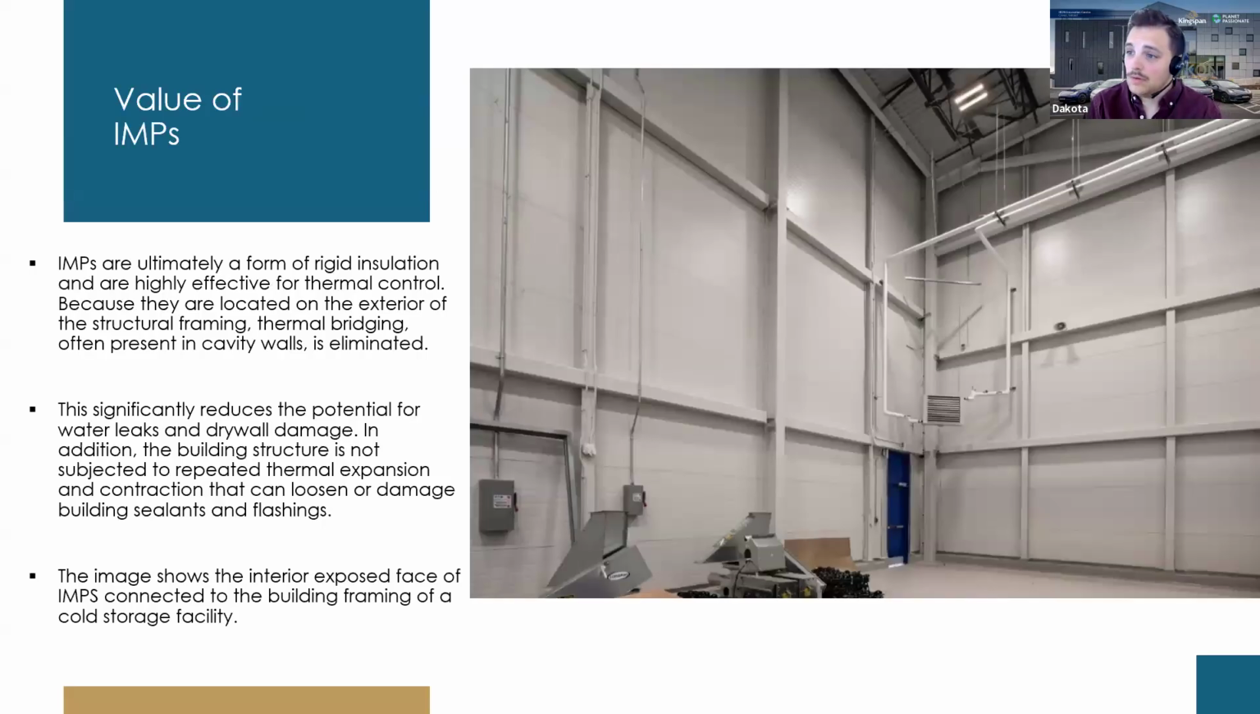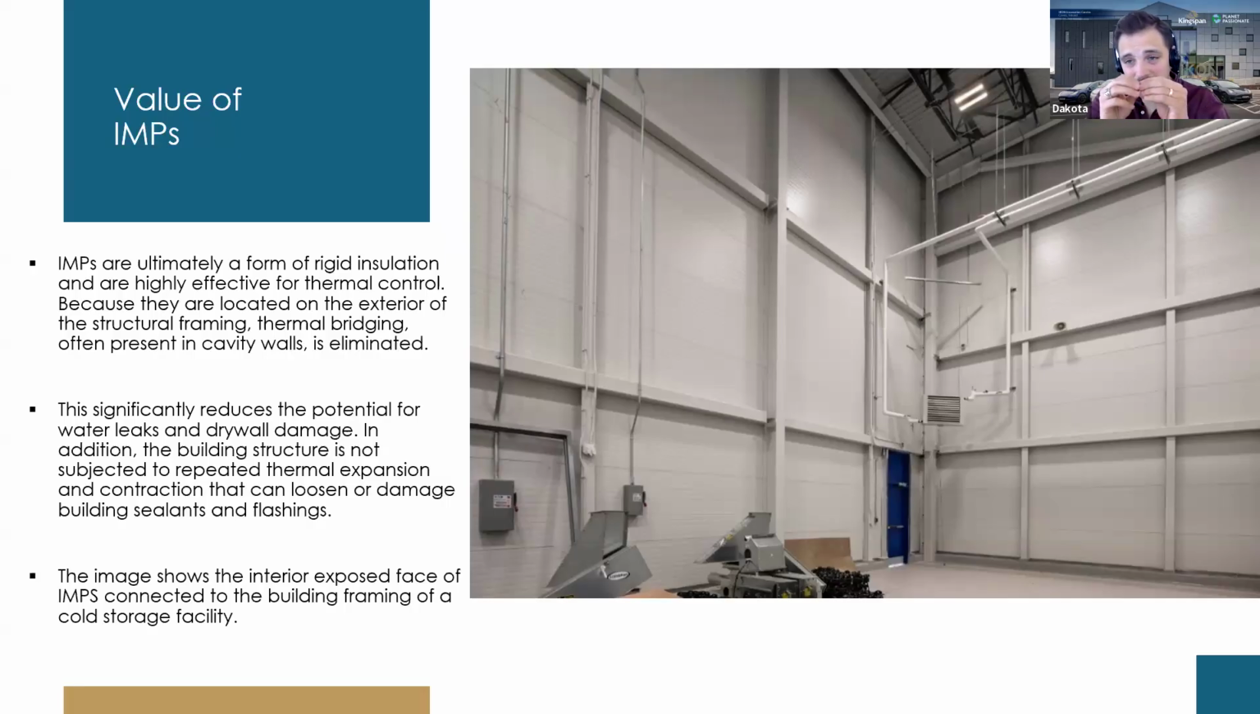The value of IMPs. Ultimately, if it helps, think of IMPs more as a rigid insulation board. It's exceptionally effective at controlling the transfer of thermal energy because of that insulation on the outside of the structural system. This eliminates the potential for thermal bridging and dramatically reduces it compared to traditional wall systems, for all the reasons we just talked about.